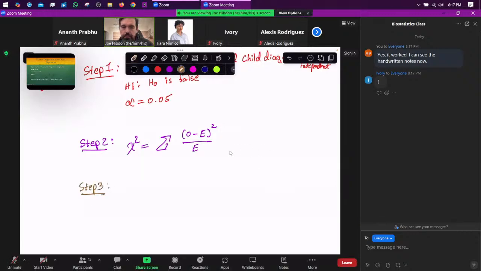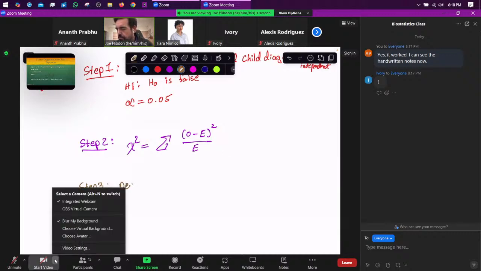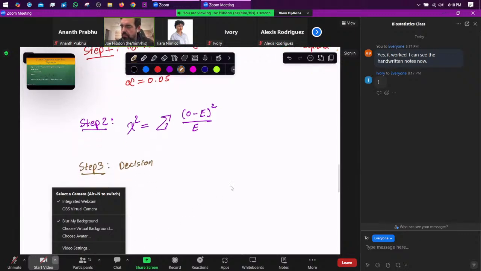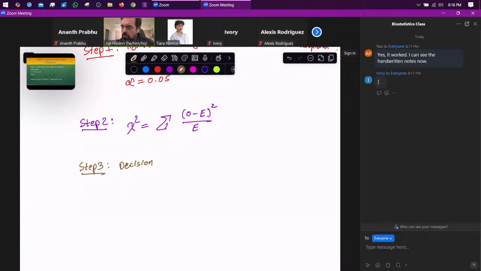Step 3. Well, we have to find our decision, right? If we look at the table in the back of the book, and I'll give you a page for it, we noticed first that the degrees of freedom is rows minus 1 times columns minus 1. Well, we have 2 rows and 2 columns. That equals 1.